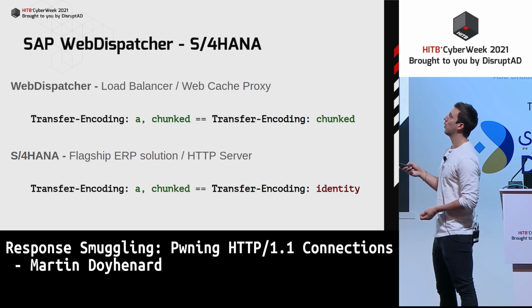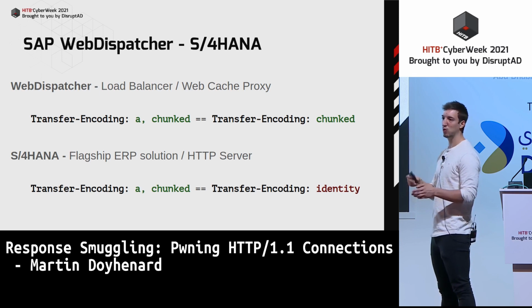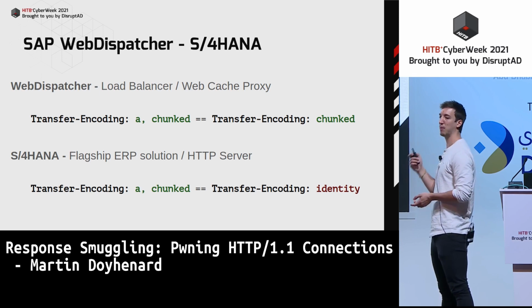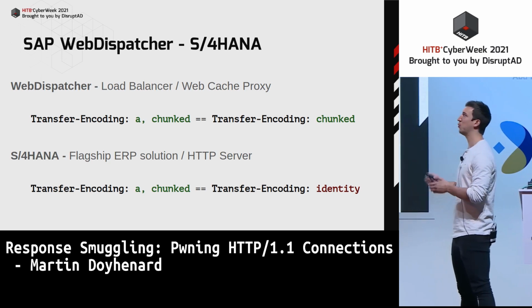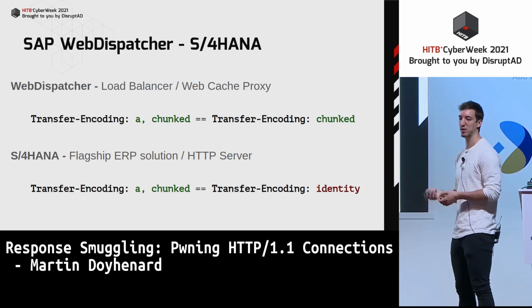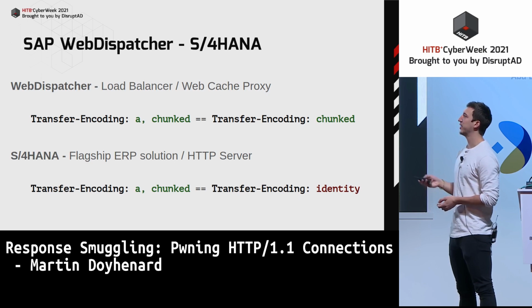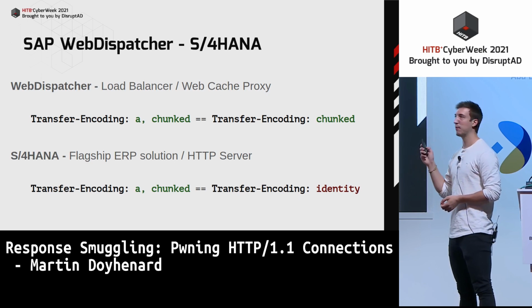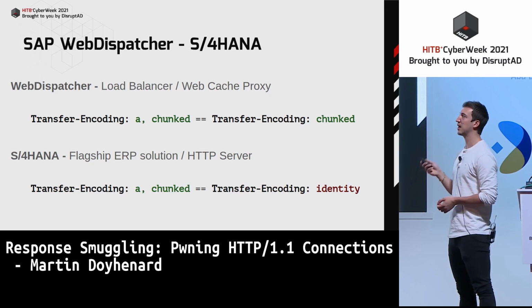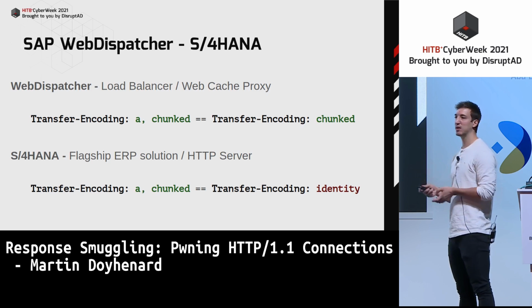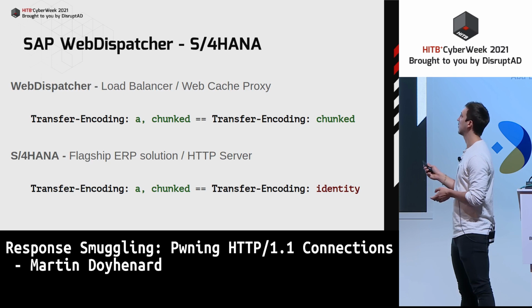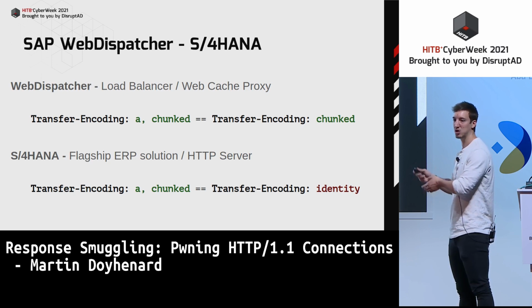SAP has two important components, one of which is the web dispatcher. The web dispatcher is a load balancer, and it can also be used as a web cache proxy. And the thing is, when I send a request to the web dispatcher containing a transfer encoding, and the transfer encoding is not just chunked, it's an invalid transfer encoding, the web dispatcher will convert this to a transfer encoding chunked message.